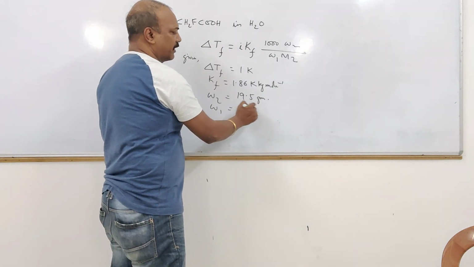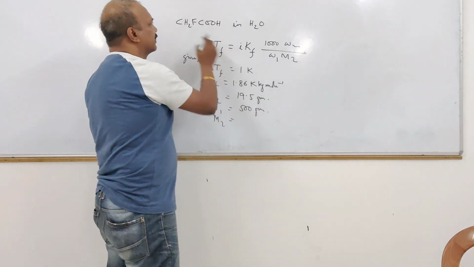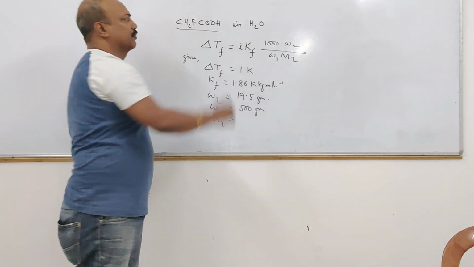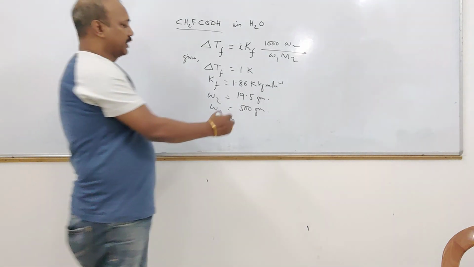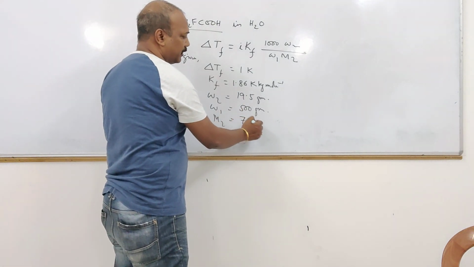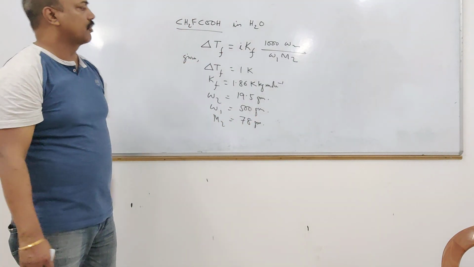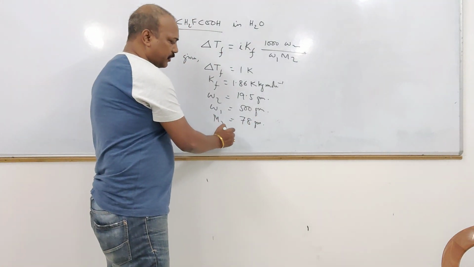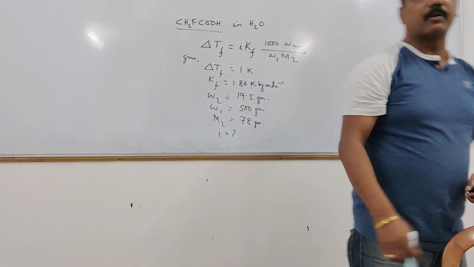See, everything is given. And then the molar mass, you can calculate that. How much is CH2FCOOH coming? 78. So 78 gram it is coming, right? So you can find out what is not known. Only i is not known, right? We can find out the value of i up to 3 decimal points.